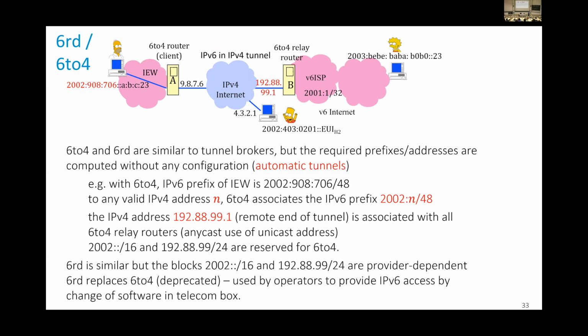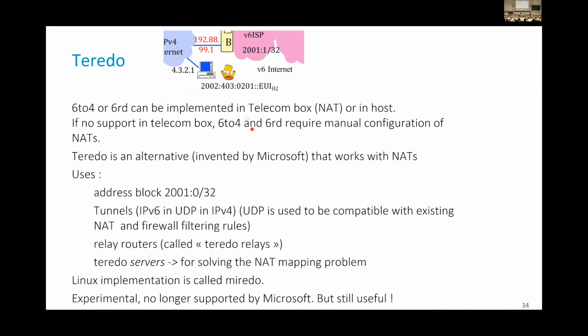Now, assume I have an operator that gives me only IPv4, like EPFL. When we are over Wi-Fi, we receive only IPv4. Then we cannot do that. We have to do something else because our traffic is typically behind a NAT, and the NAT creates complications. Those complications are the things that are solved by Teredo, which is called Miredo in Linux, which is the one we use.